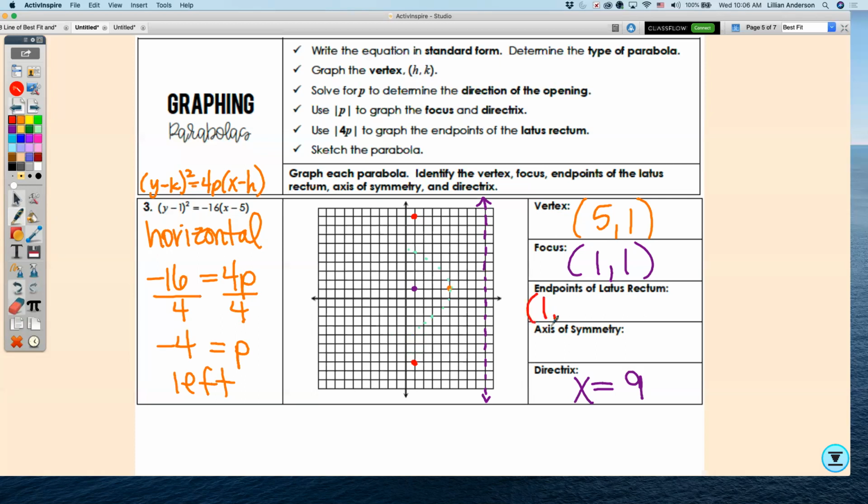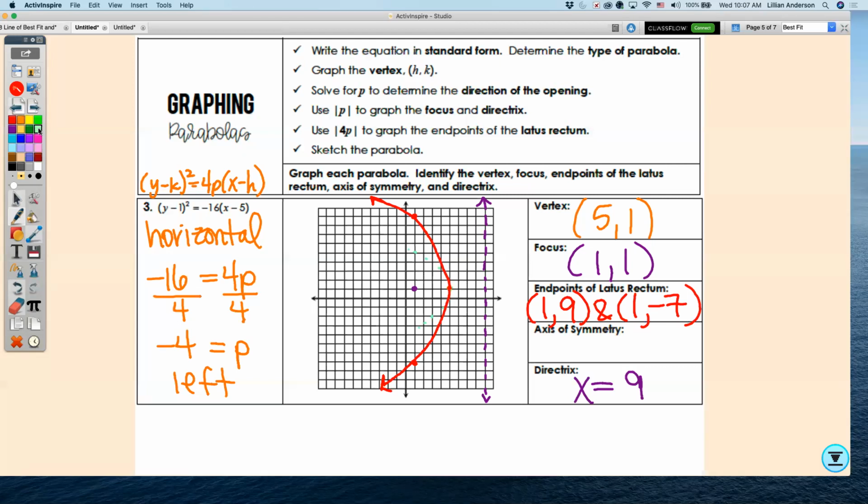Right, they are 1, and 1, and so from my vertex, I need to draw my parabola to go through those points. Okay, so this one's going to be a wide one. Like so. I'm doing my best. Struggling on these. They ain't pretty.